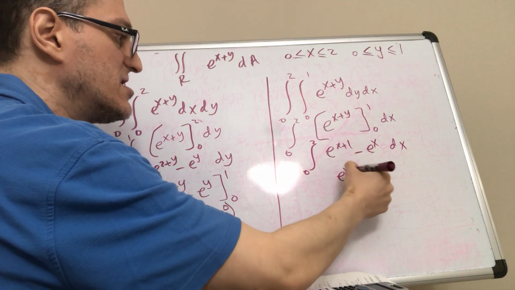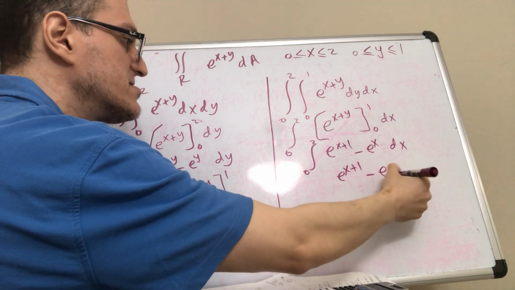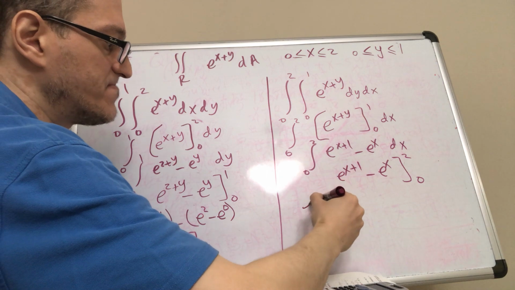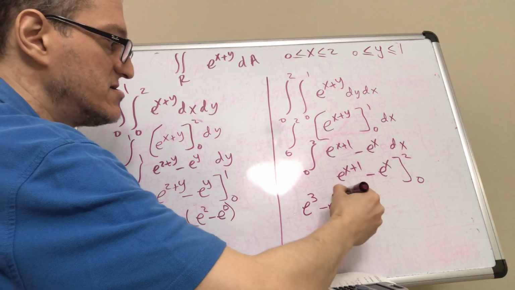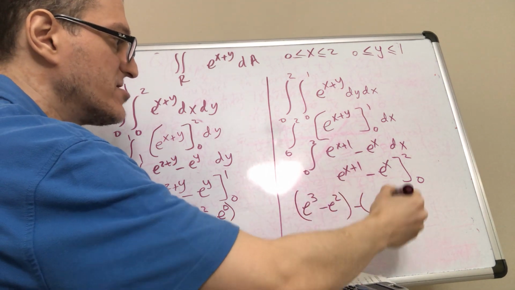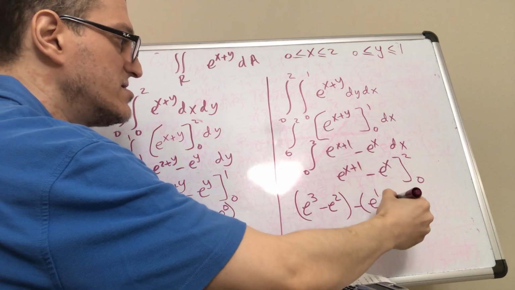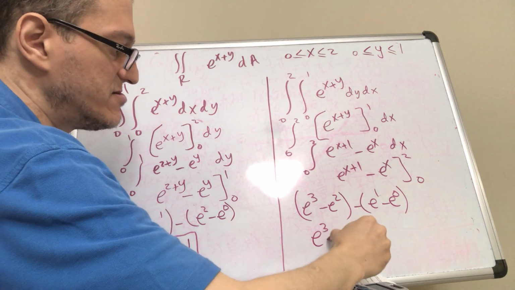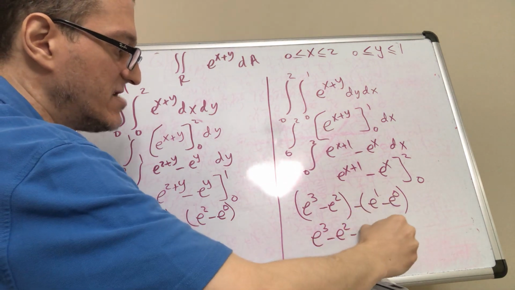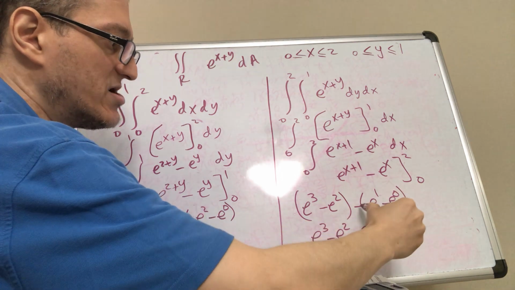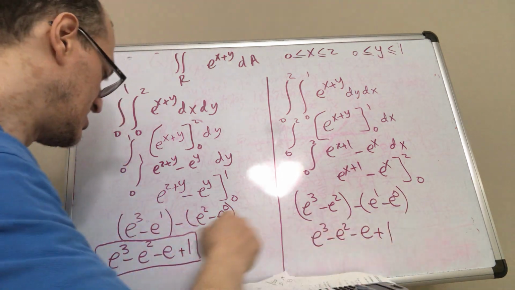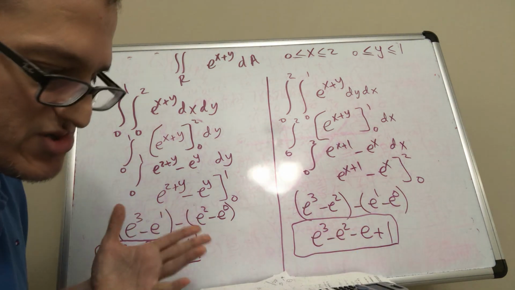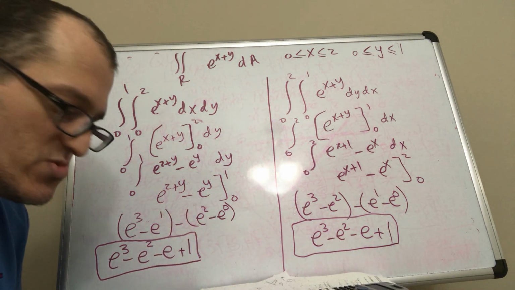Integral of this is itself. Integral of this is itself. And you put 2 and 0. Put the 2, e cubed minus e squared. Put the 0, e^1 minus e^0. So it's e cubed minus e squared minus e. E to the 0 is 1, minus 1 plus 1. And if you see, it's the same answer, so it doesn't matter how you do it, dx first or dy first.